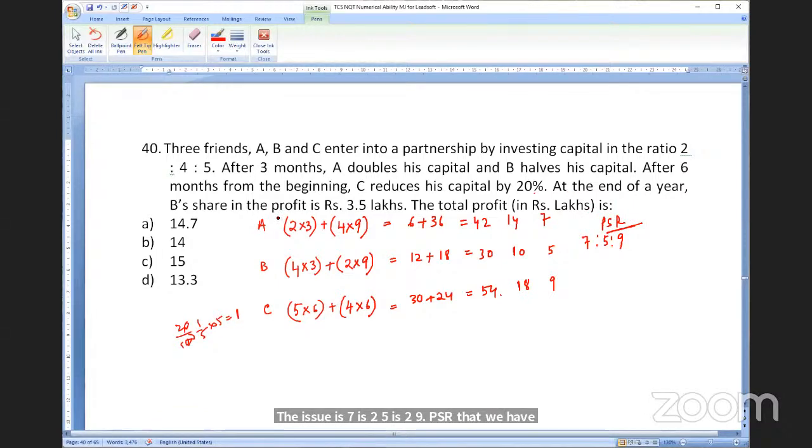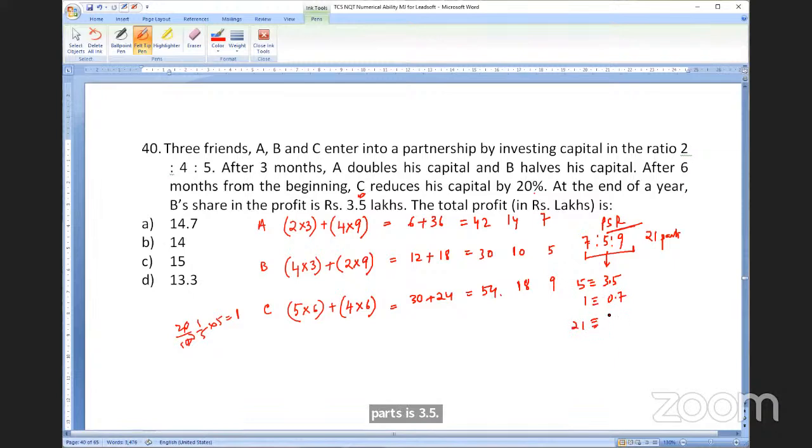Now they say that at the end of the year, B's share in profit is 3.5 lakhs. Means 5 parts is 3.5. Then what is the total profit? Total profit is 7 plus 5, 12, and 9, that is 21 parts. And 5 parts is 3.5. Therefore, 1 part is 0.7, and 21 parts are 21 into 0.7, that is 14.7 lakhs. Total profit is 14.7 lakhs. That is option A.